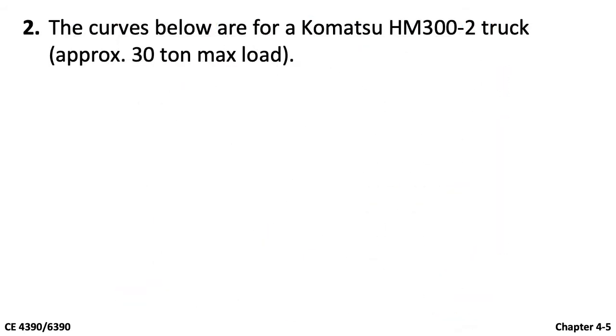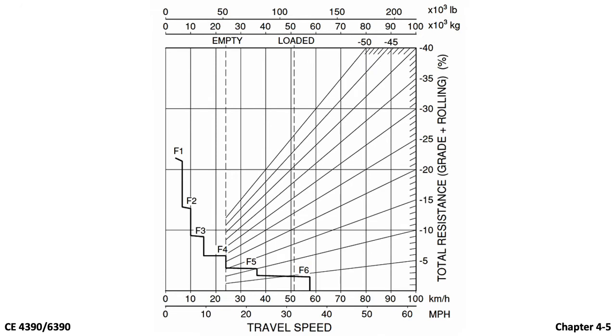And the curves in the next slides are for Komatsu HM302 trucks. Its capacity is approximately 30 tons. Again, these curves are for HM302 trucks. To identify speed, you can do the same process.